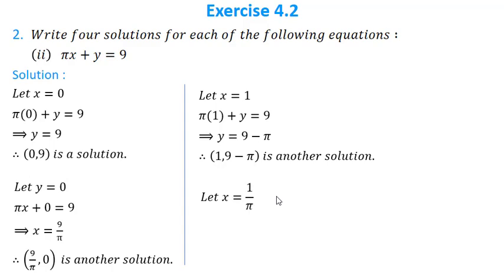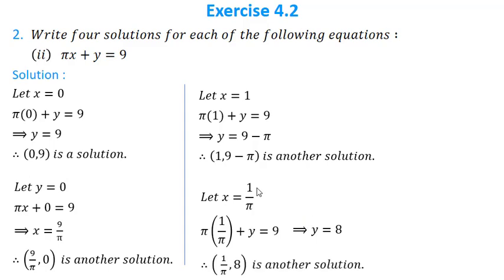Let us take x is equal to 1 upon pi. So when we take x is equal to 1 upon pi, we get pi into 1 upon pi plus y equal to 9. That gives me 1 plus y equal to 9. That gives y equal to 8. So 1 upon pi comma 8 is another solution.